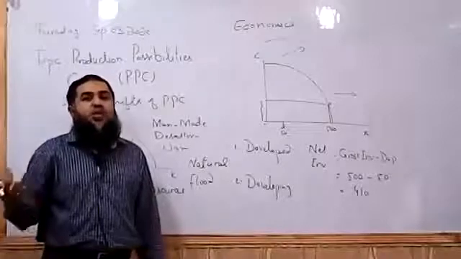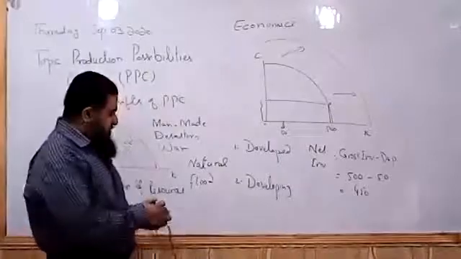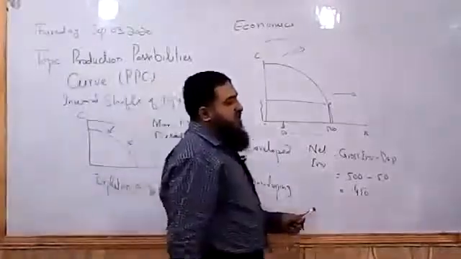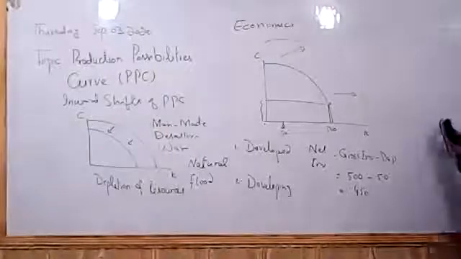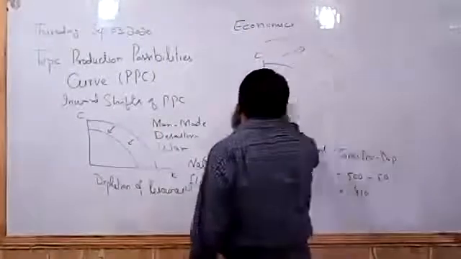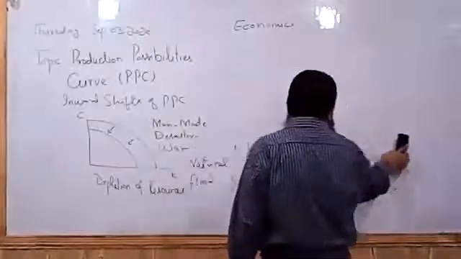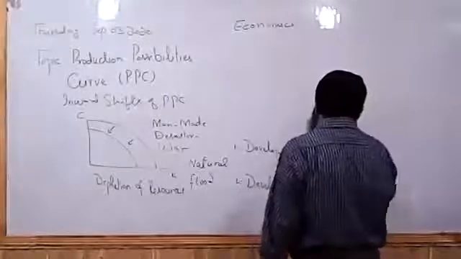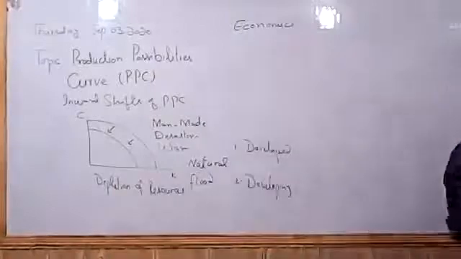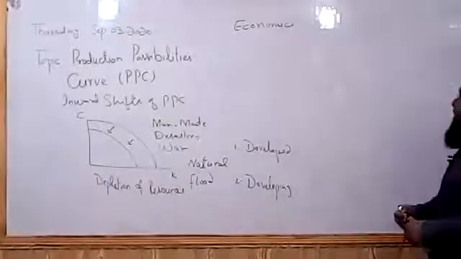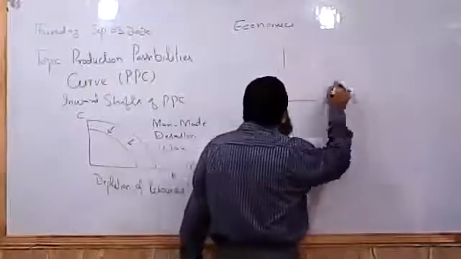So as a result, what happens? Their potential will increase and PPC will be shifting outward, and those countries who are producing more capital goods rather than consumer goods will show more economic growth. Because they have a smaller population size, they focus more on the production of capital goods rather than consumer goods. Whereas the developing countries are those who are poor countries.